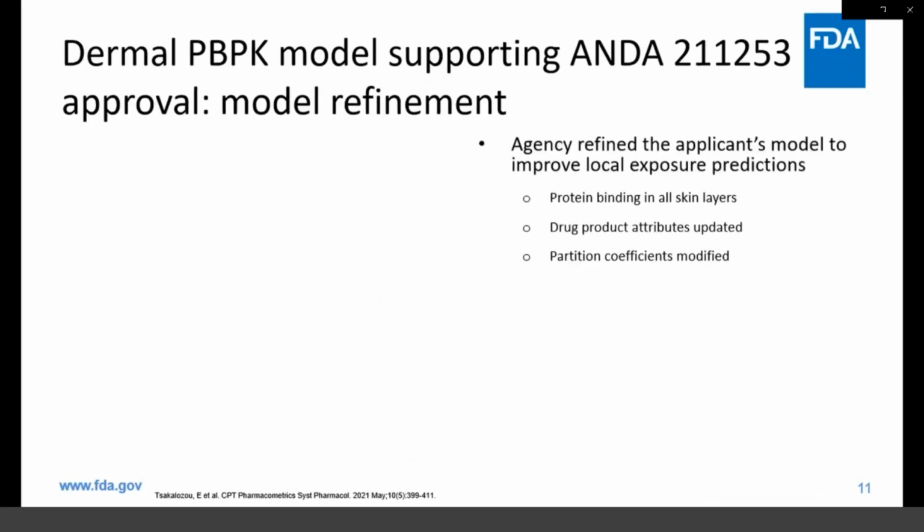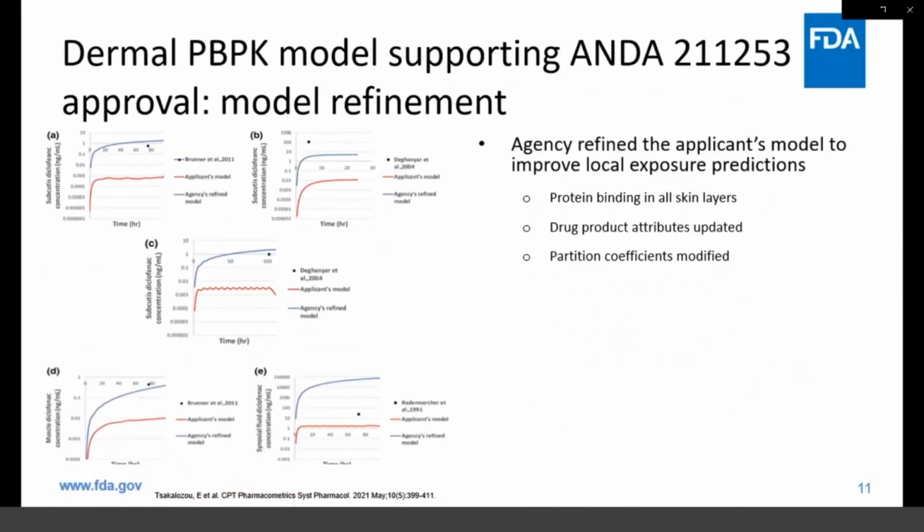The agency refined the applicant's model to improve local exposure predictions by accounting for protein binding in all skin layers, by updating drug product quality attributes, and by modifying certain partition coefficients. As shown in the schematic on the left, the performance of the refined model, shown in blue, is much improved compared to the performance of the model that was originally proposed by the applicant, shown in red.